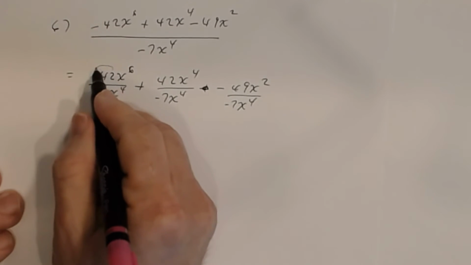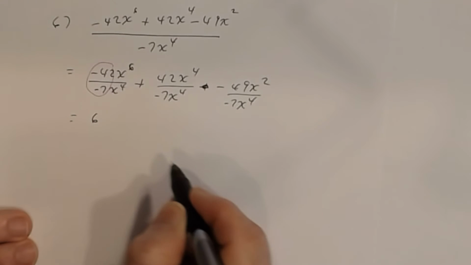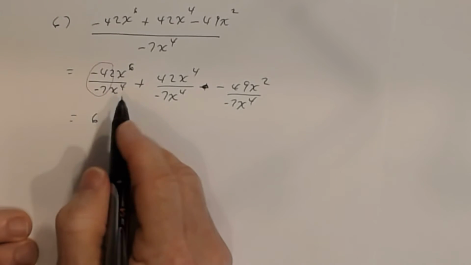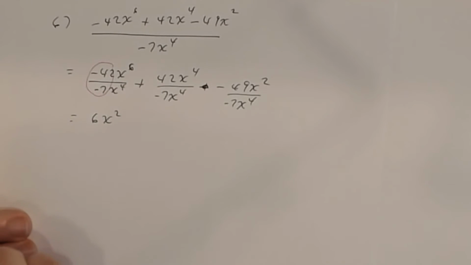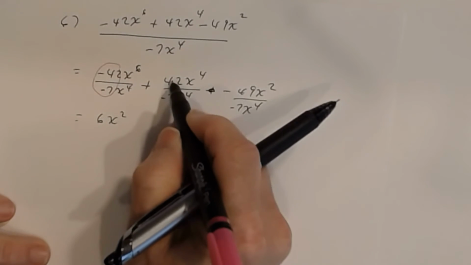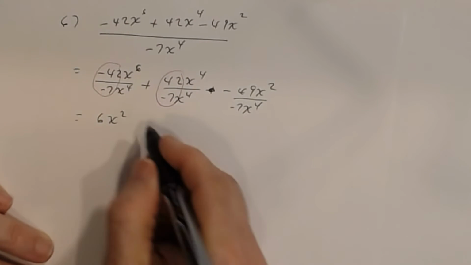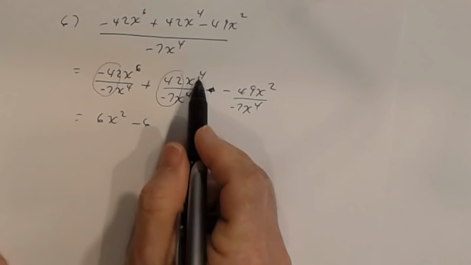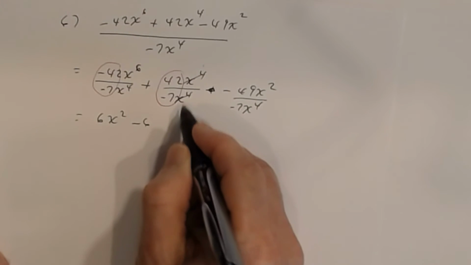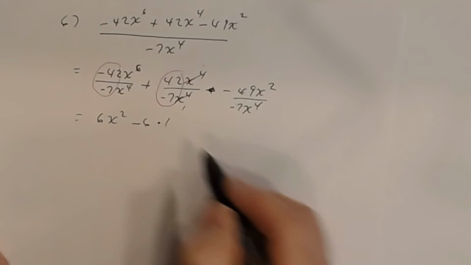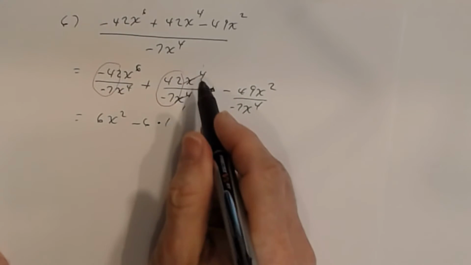Okay? Now let's go ahead and simplify each one. So this right here, negative 42 divided by negative 7 is a positive 6. X to the 6th divided by x to the 4th, that's just x squared. So that's easy to see. Over here, a positive 42 divided by negative 7 this time is a negative 6, right? Remember, these are like factors. So these divide out, and so that's negative 6 times 1. This is just 1, right? Now, we're going to come back and fix this, but I just want you to remember that this is negative 6 times 1.